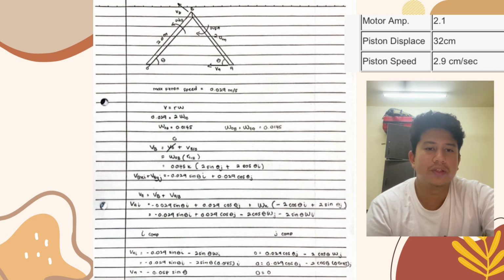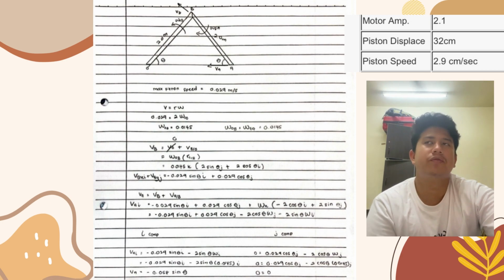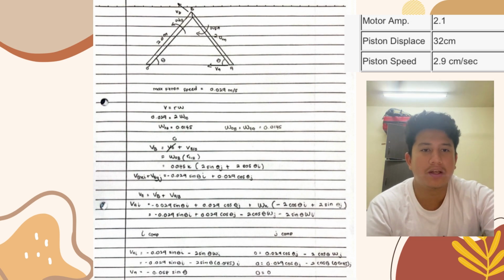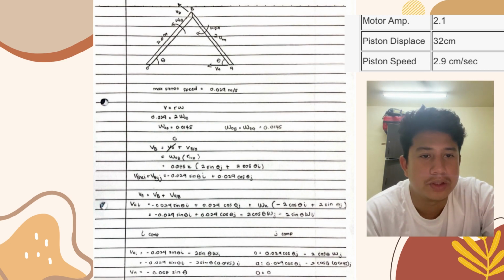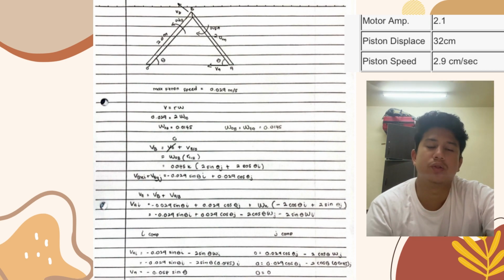The negative 0.058 sin delta is the average velocity for VA when the gate is opening. When it's closing, it's moving towards another direction, which is positive. We just change the sign and it will become 0.058 sin delta when it closes.